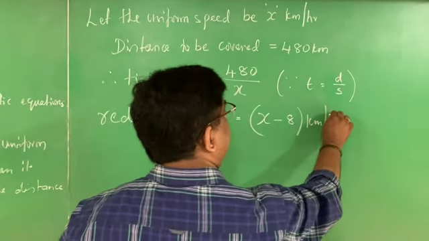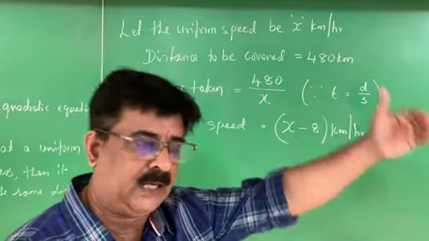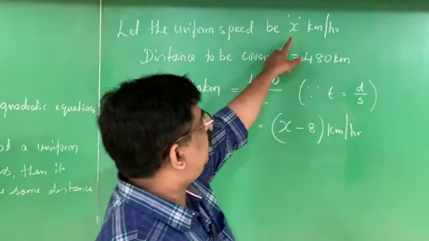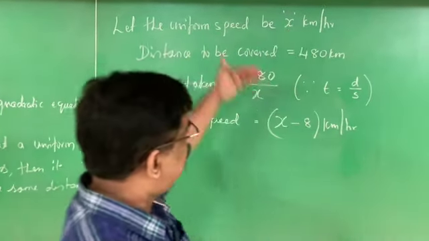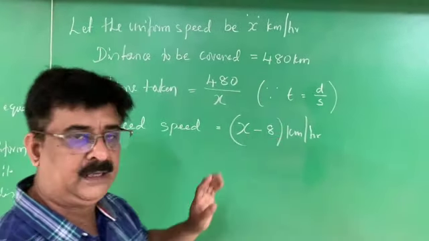It is not reduced to 8. It reduces 8 kilometers from the former speed. Before it was going with a speed of what? x kilometer. Now it is reduced to x minus 8 kilometer.